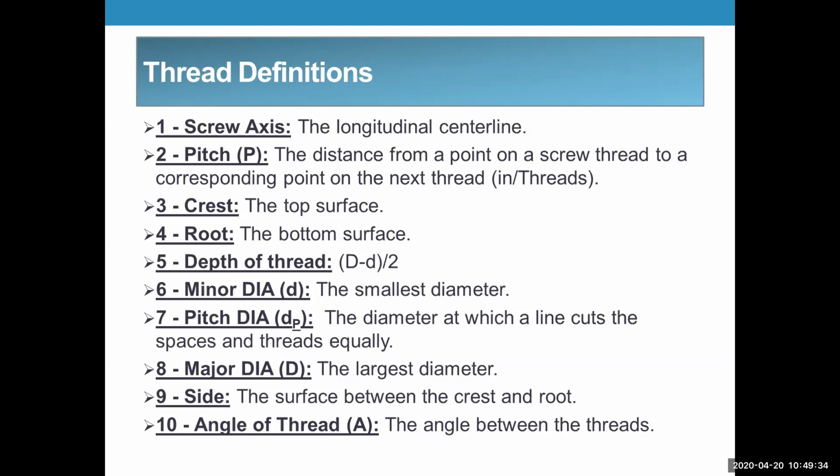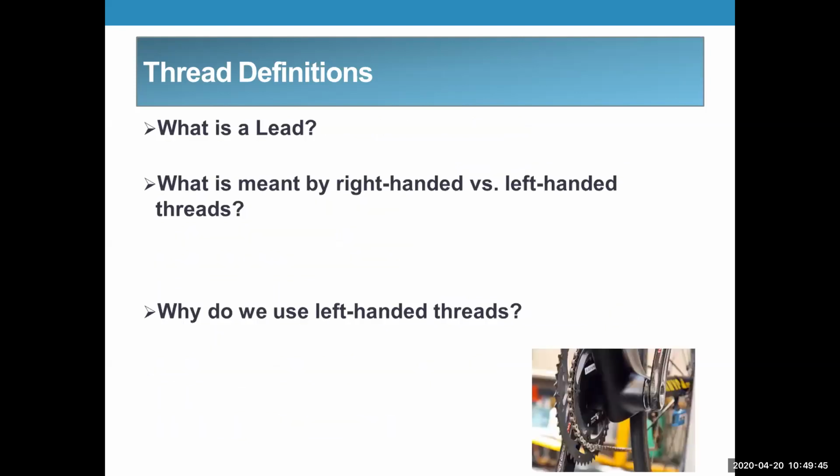And then the major diameter, and obviously the largest diameter, the OD of the thread. The angle of the thread is the angle between the thread sides, and that's that. How about lead? Lead is the distance a screw thread advances axially in one turn.